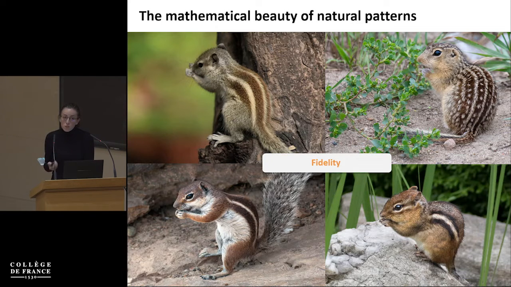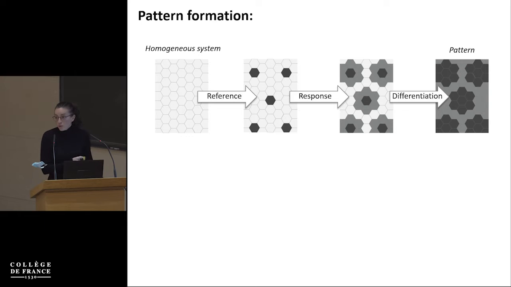And this is rooted in the mechanisms of pattern formation. So initially, a patterning system is a priori homogeneous. So for example, this is a developmental tissue. At one point, it will acquire or generate spatial reference, and elements of this system, such as cells here in black, will respond to this positional information. And after a few steps of differentiation, this will give rise to a visible pattern.